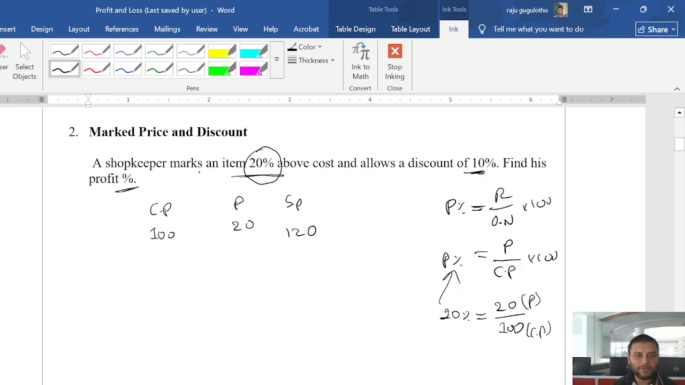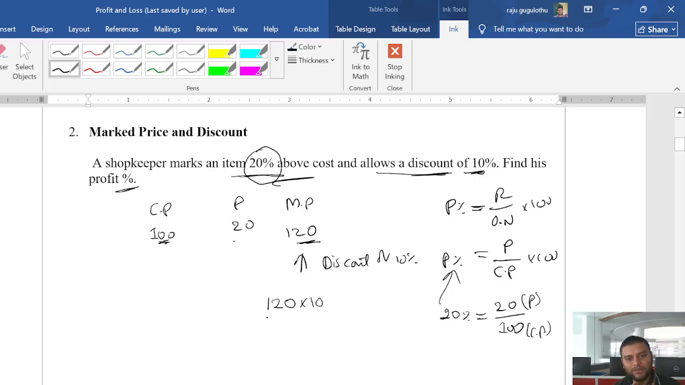Now the question says a shopkeeper marks an item 20% above the cost price. Guys, this is actually the market price, not the selling price. So market price is 20% above the cost price. So cost price is 100, 20% of 100 is 20, then 120 is the market price. And they say that he allows a discount of 10%. So on this market price, guys, they are giving a discount of 10%. So I have to calculate 10% of 120.